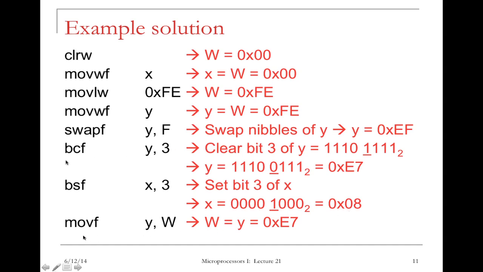The last instruction is movf Y, W. This is to copy the value from the source, and W indicates the destination is the working register. So we're going to copy the value of Y into W. So W will have E7 in hexadecimal.